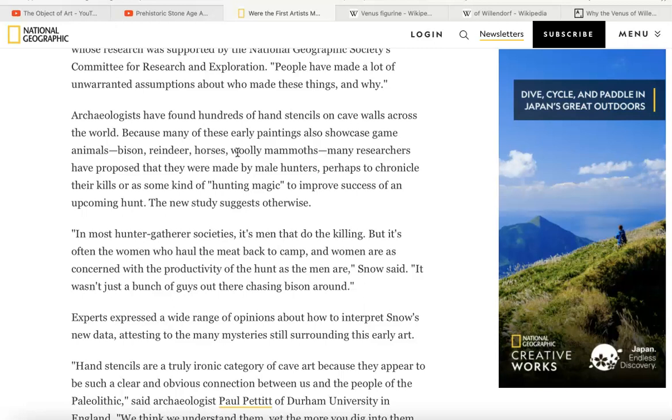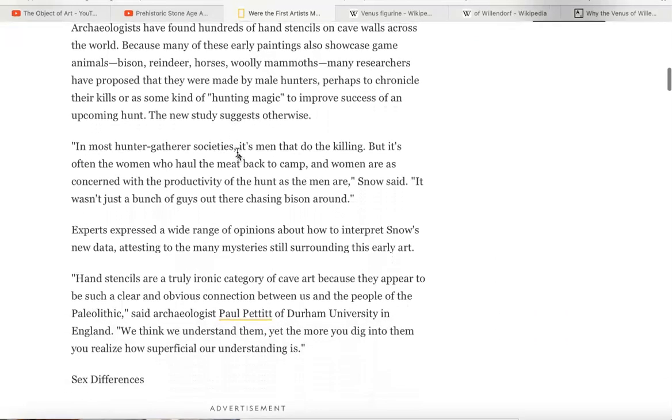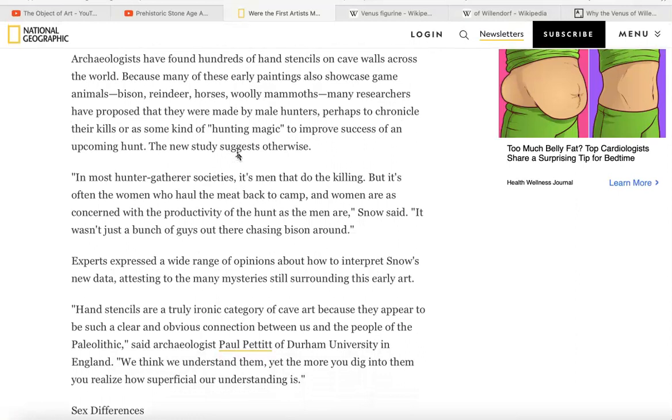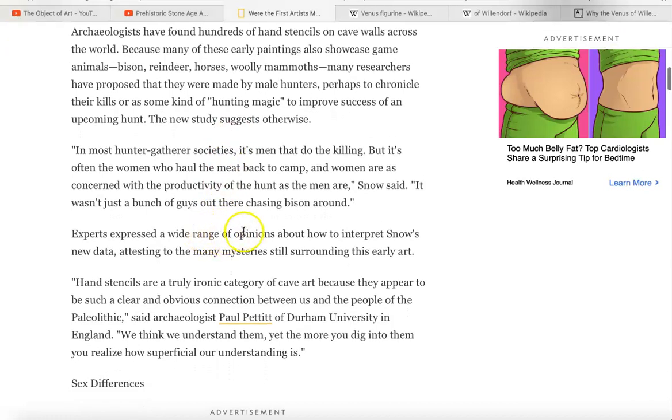Okay, and as I've said before, when I've explored this topic in a professional setting, we're never going to get rid of those bison. Those bison are always going to be there. They're still with us today. Bison, bovine creatures, bulls, yep. Okay, so please keep that in mind as you progress through all of the slide presentations, chapters, everything. Okay? Experts suggest a wide range of opinions about how to interpret Snow's new data, attesting to the many mysteries still surrounding this early art.